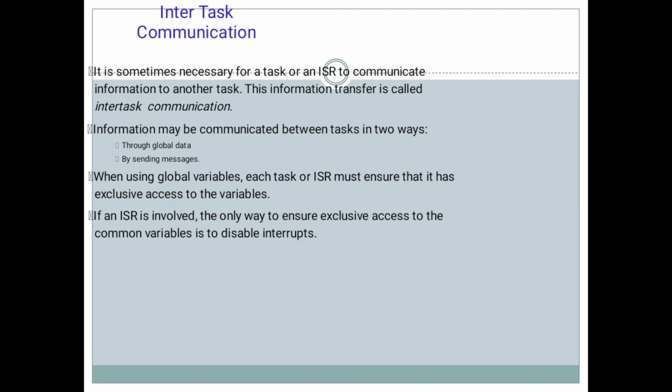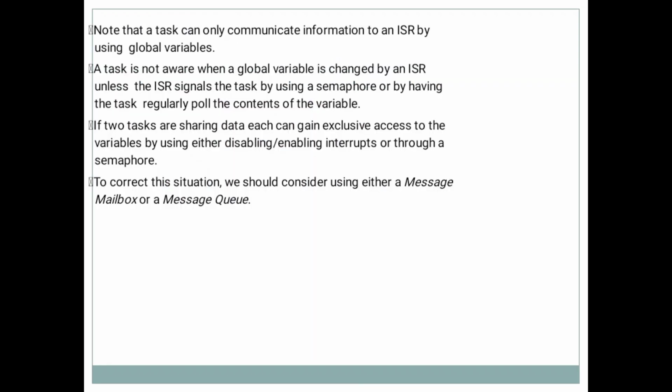When using global variables, each task or ISR must ensure that it has exclusive access to the variables. If an ISR is involved, the only way to ensure exclusive access to the common variables is to disable interrupts. Note that a task can only communicate information to an ISR by using global variables. A task is not aware when a global variable is changed by an ISR unless the ISR signals the task by using a semaphore or by having the task regularly poll the content of a variable.